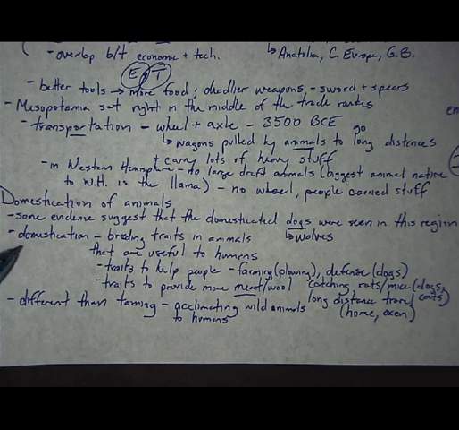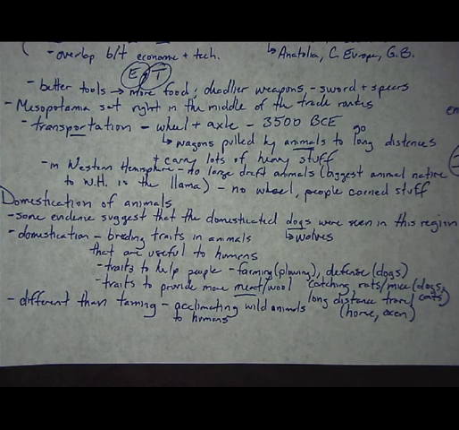A domesticated animal is an animal that needs to live with people. And by breeding out traits that are bad for people and breeding in traits that are good to people, you're actually changing the animal itself. So domesticated dogs are genetically different from wolves through centuries and centuries and centuries of breeding out the wolf traits and breeding in the dog traits.